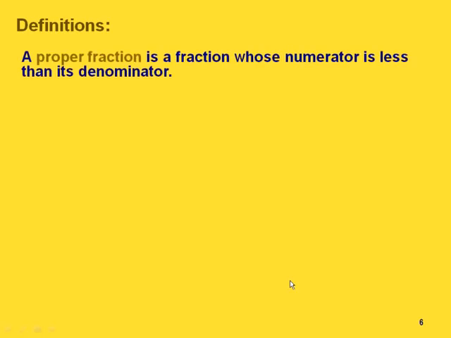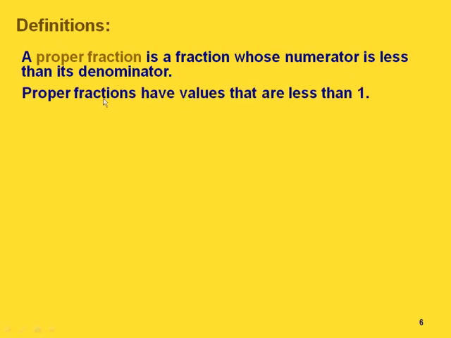The first one is a proper fraction. This is a fraction where the numerator is less than the denominator. And proper fractions have values that are less than 1. So if you look at a proper fraction as a picture, not all of the picture will be shaded. Some examples of proper fractions we've already looked at: something like 3/7, because the numerator 3 is less than the denominator 7. Another proper fraction would be 1/2. Again, the numerator of 1 is less than the denominator of 2.